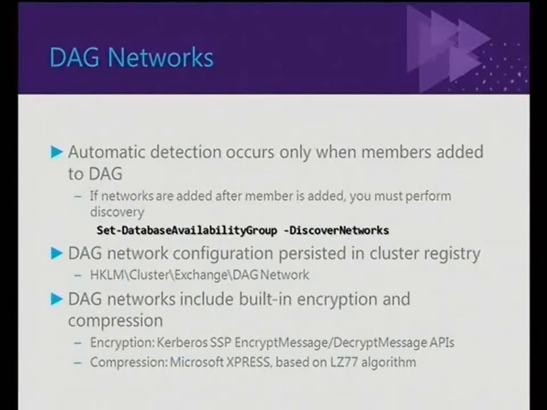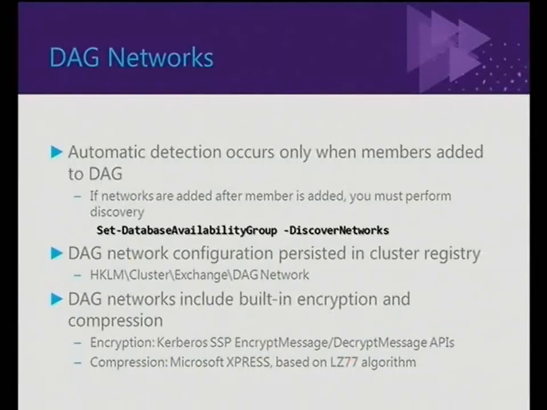Now, the DAG network configuration is all held in the cluster database, inside the registry of the cluster database. What that means from your perspective is that in order to write to that database, the solution must have quorum. If your solution does not have quorum, you won't be able to make any networking changes to it because we need quorum in order to write to the database. So that's a key element. You won't be able to do things like change the replication port, change the encryption settings, change the compression settings, and so forth, simply because we have no mechanism by which to persist that information if we can't write to the cluster database.